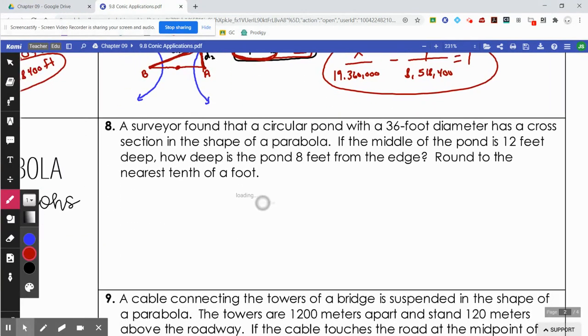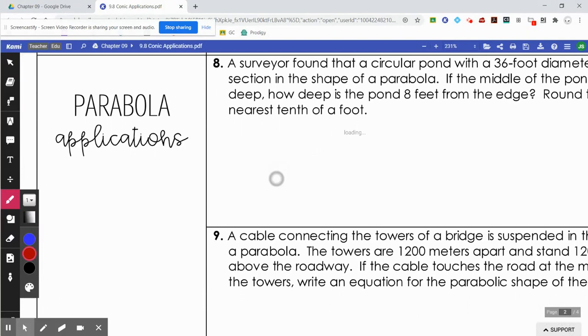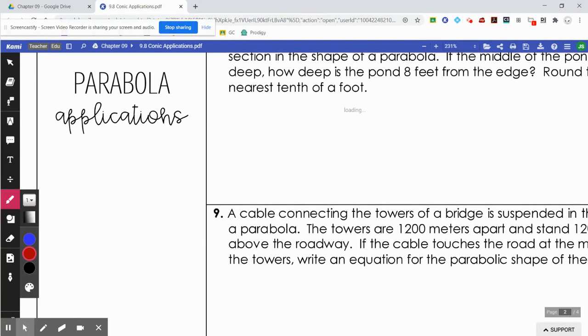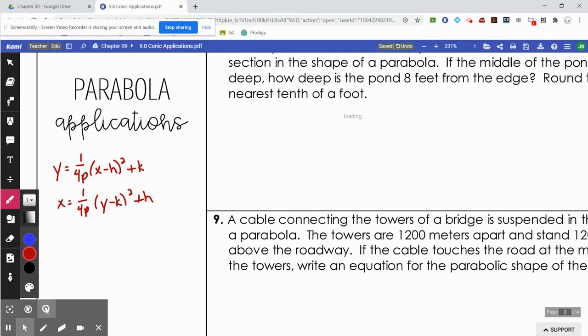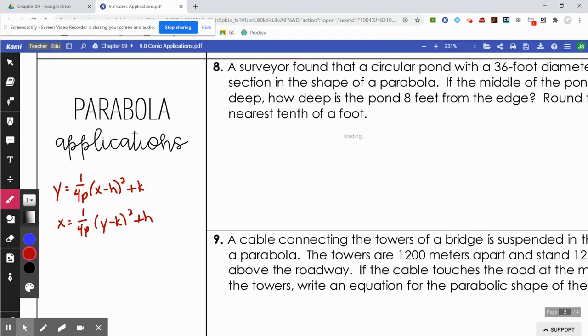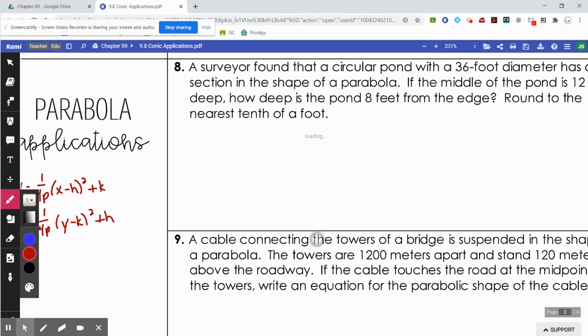Okay, number 8. With number 8, we'll start talking about parabolas. Now let's go ahead and write our two formulas for the parabolas. And there they are. Just a quick reminder, the y equals parabolas cup up and down. The x equals cup left and right. If p is positive, the first parabola will cup up. If it's negative, it cups down. If p is positive, the second parabola cups right. If it's negative, it cups left. And then the h and k shift the vertex of your parabola.